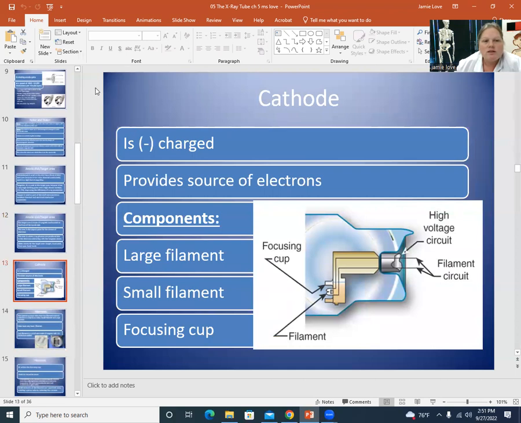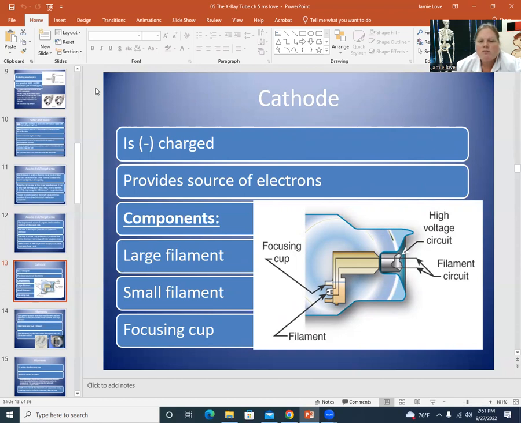Now on the other side of the tube, we can't forget, we have to have a source. That's our cathode side of the tube, the negative side. It's negatively charged. Electrons are negative. All of our negative little electrons are going to be put across that filament circuit to come and be boiled off of. Our filament provides our source for our electrons to come off. We have 2 filaments really in most of our tubes. It's called a dual filament tube. We'll talk about that on the next slide.